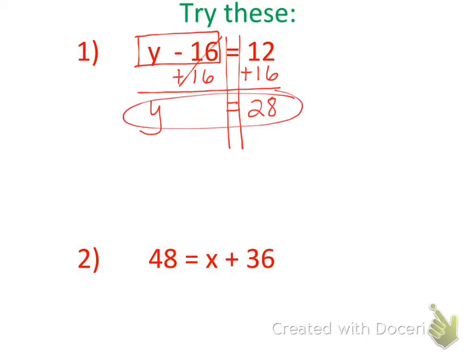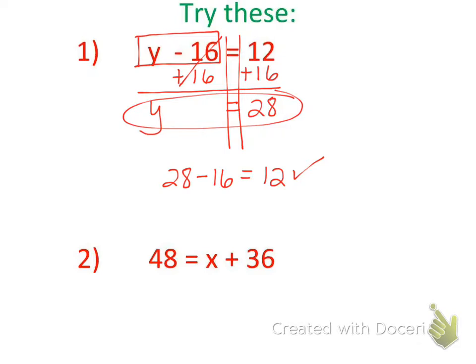Okay, now let's check it and make sure it works. So where y is, we're going to put in 28. You don't have to write this part. 28 minus 16, right? Because where the y is, I'm putting in the 28. 28 minus 16 equals 12. Is that a true statement? 28, take away 16, do you get 12? Yeah. So we know we did it right. Our answer is y equals 28.